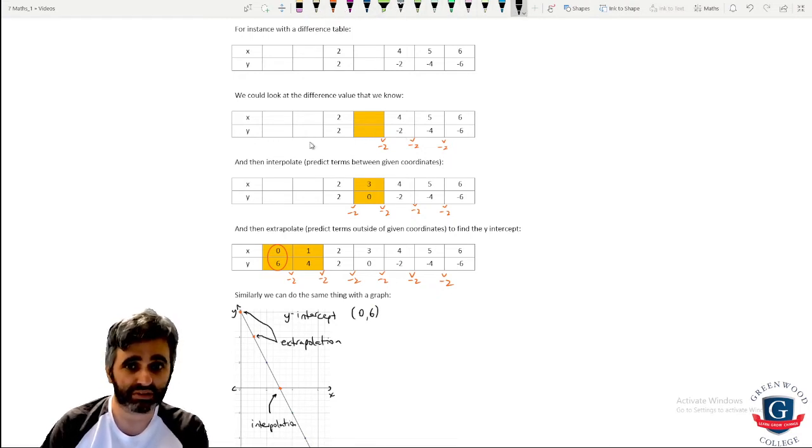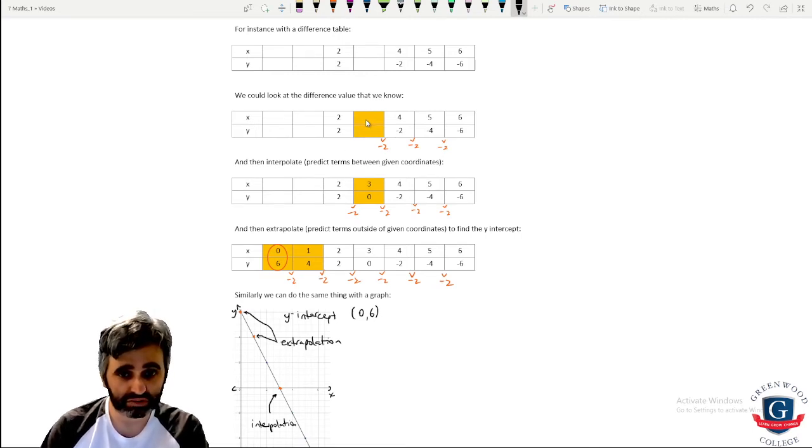Where's my black one gone? There it is. Where am I? I'm lost.